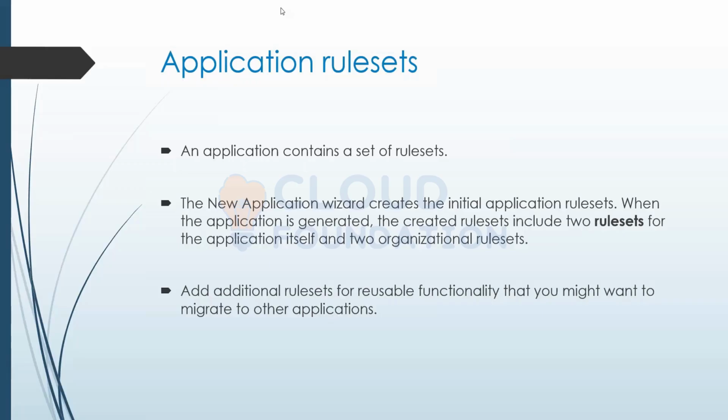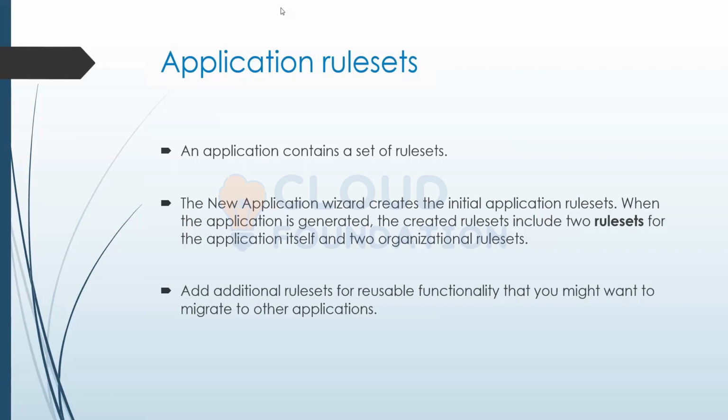Now, as part of the system creating some stuff for us, one of which is your rule sets. Four rule sets are created when you create the application itself. Remember what those rule sets are? I think we also saw them: the application rules, application integration, then organization and organization integration. Perfect. Four rule sets are created by default by the system.